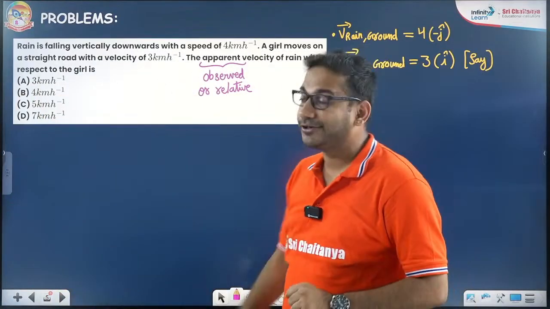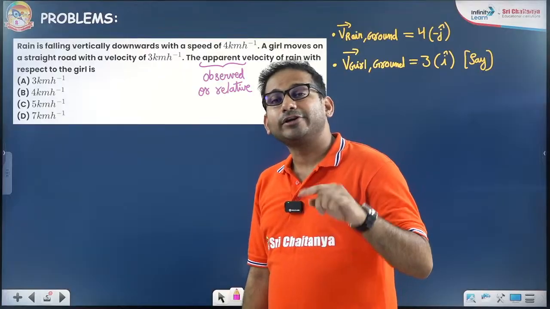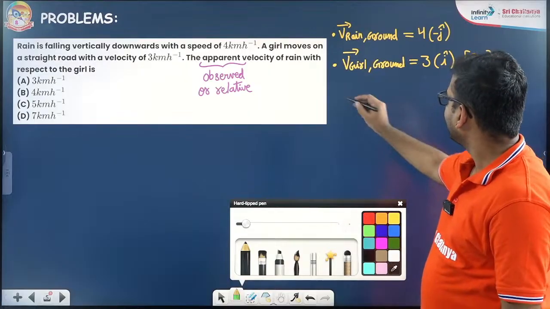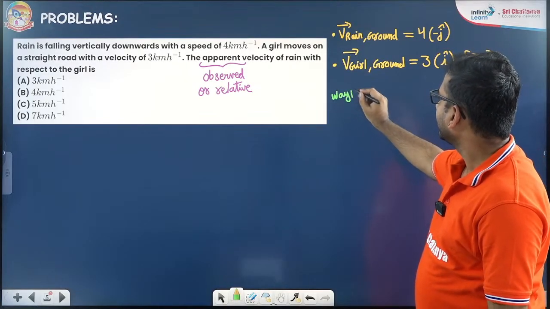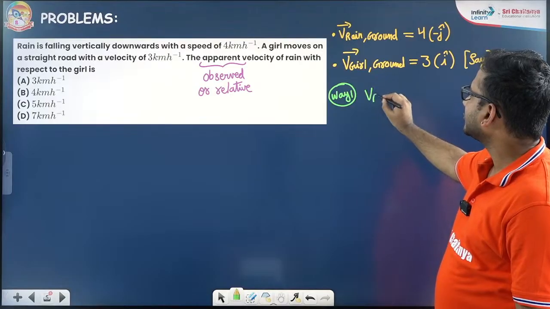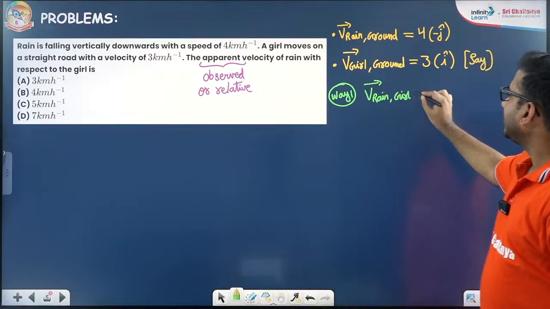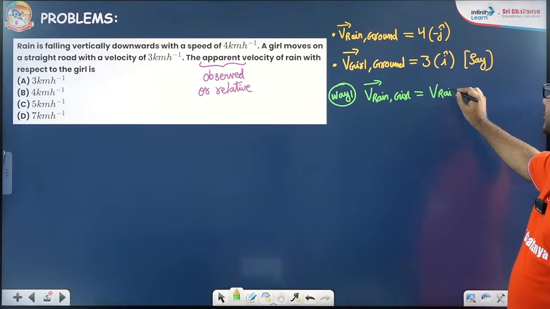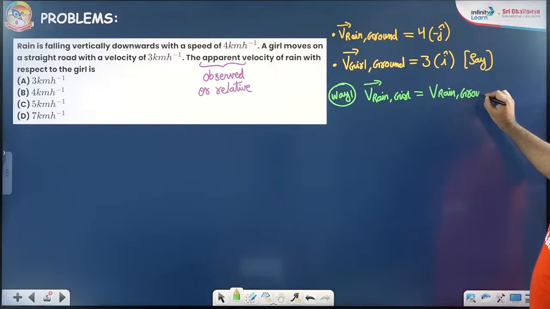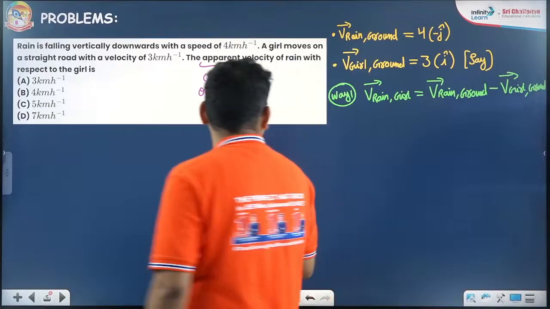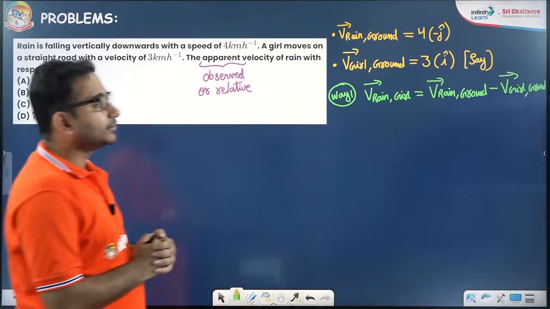They are asking you the relative velocity of rain with respect to the girl, and see they are asking you only magnitude. In the previous question they asked only direction. In this question they are asking only magnitude. So one way of doing it: they are asking velocity of rain with respect to girl. So that will be given by velocity of rain with respect to ground minus, see relative is always given by minus, velocity of girl with respect to ground.